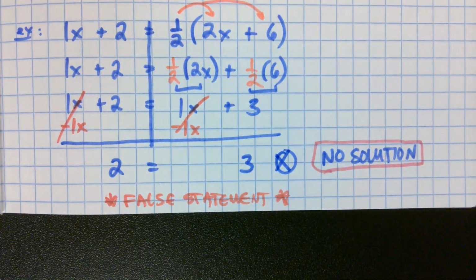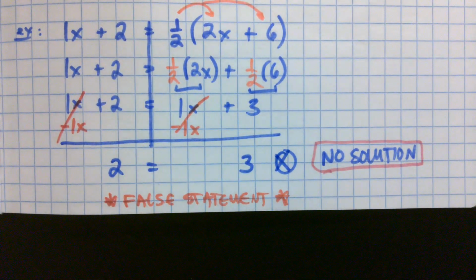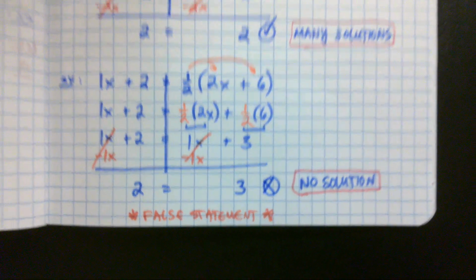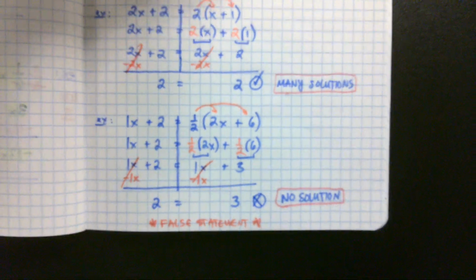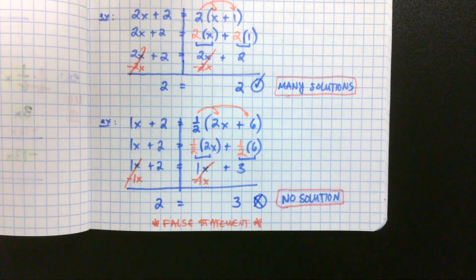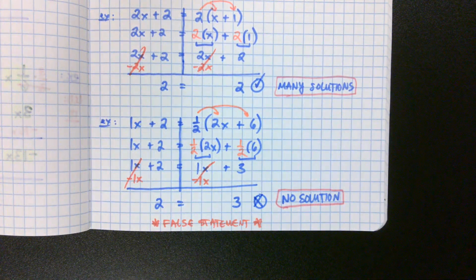There's a false statement there. So that's what we're looking for. We're looking for true statements. We're looking for false statements. And if we don't have either of those, it's just one solution, which again is what we're used to doing. That's why we're not talking about it right now, because that's what we've been talking about with all these lessons so far, is finding one solution.